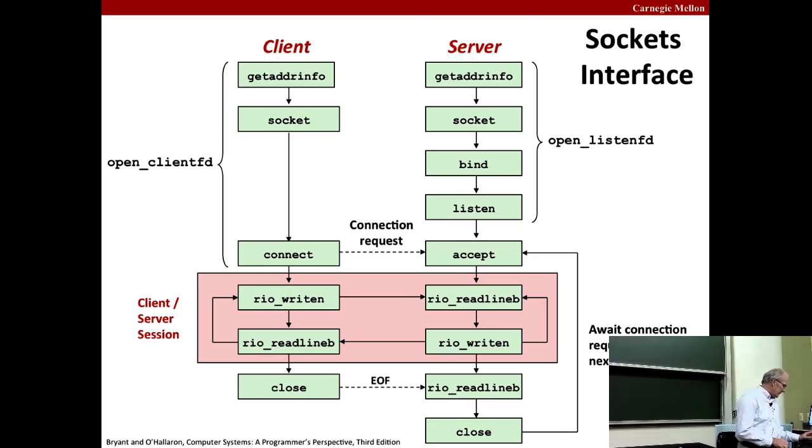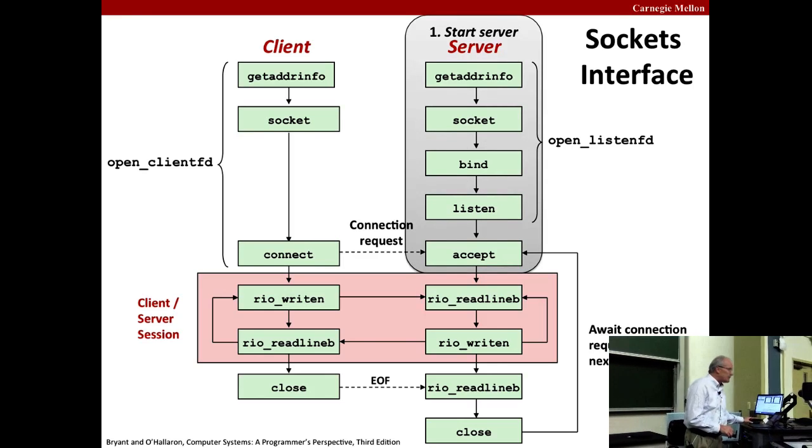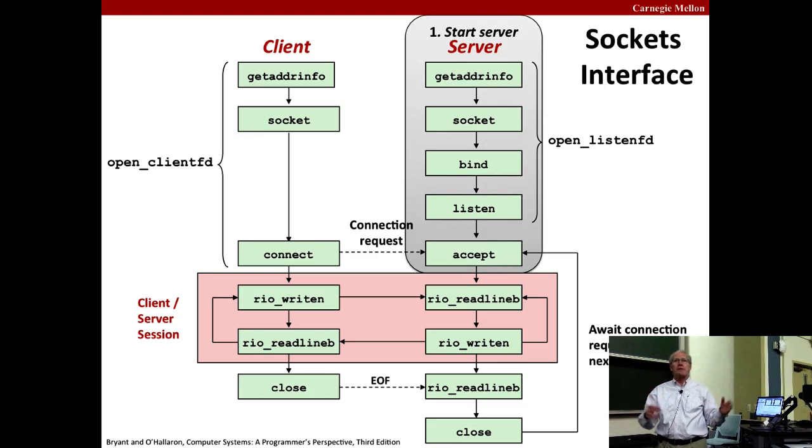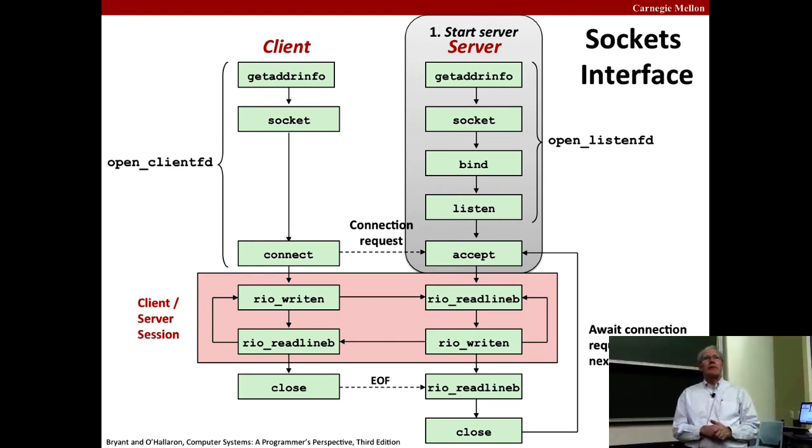Just to repeat, the server needs to fire up. You can't contact a server until that server exists, so the server is the thing that has to exist first. All these steps are what are required for a server to begin on a machine and then to accept a connection request from a client.